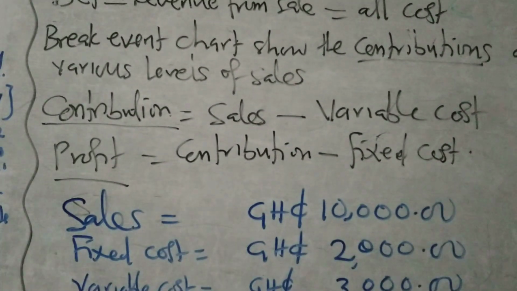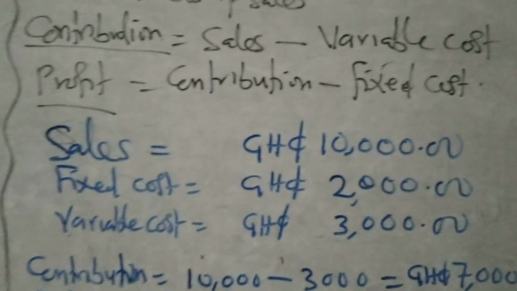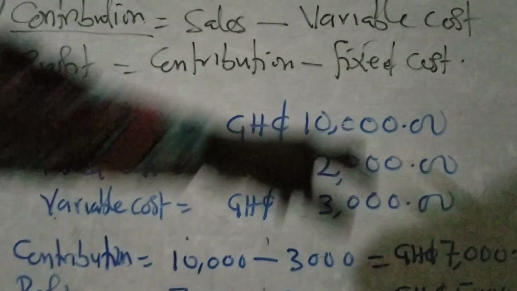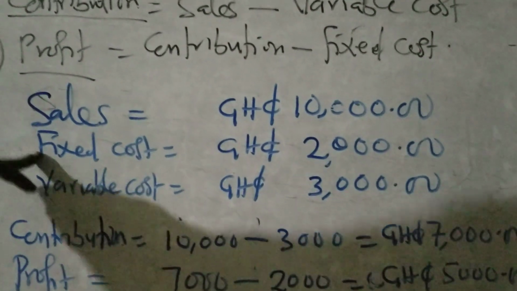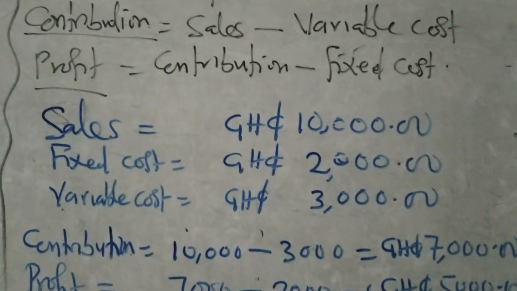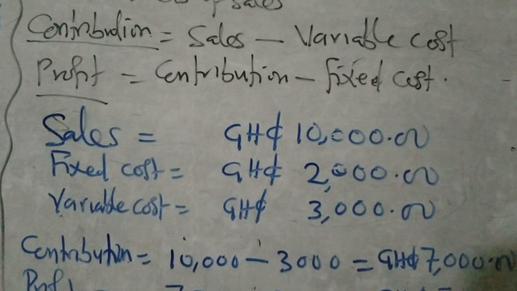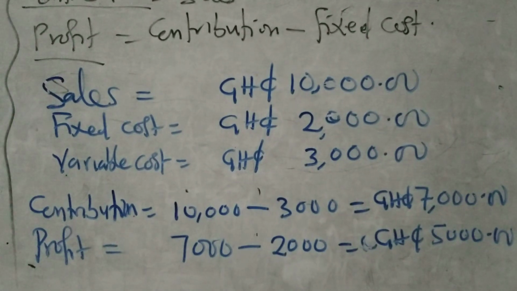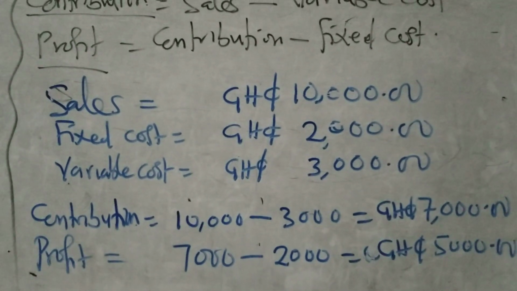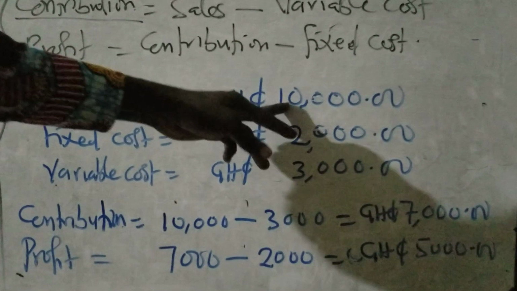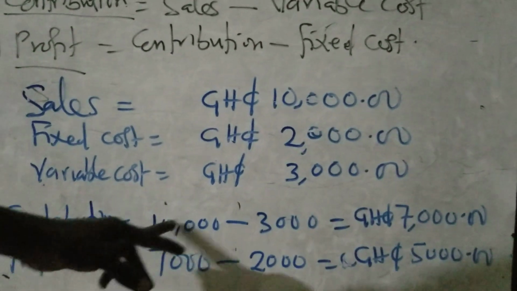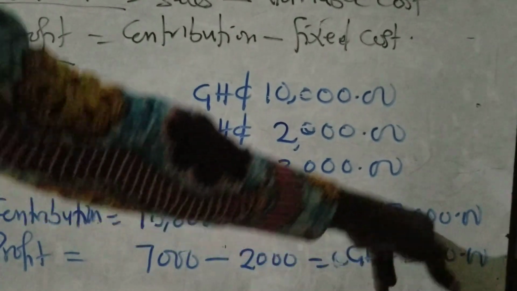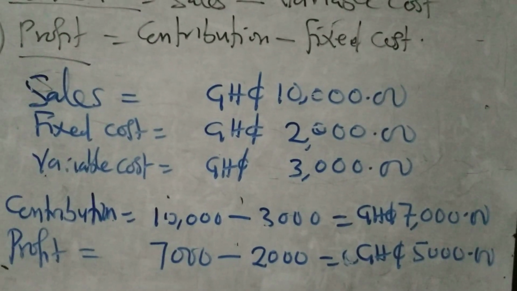And I've given you this simple problem here. Assuming your total sales was 10,000 Ghana cedis. Then the fixed cost was 2,000 Ghana cedis. Variable cost was 3,000 Ghana cedis. Then you are asked to calculate contribution. Contribution will be equal to sales, which was 10,000, minus variable cost, which is 3,000. So the contribution will be 7,000 Ghana cedis.